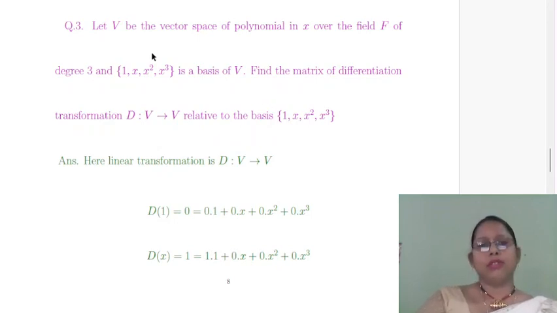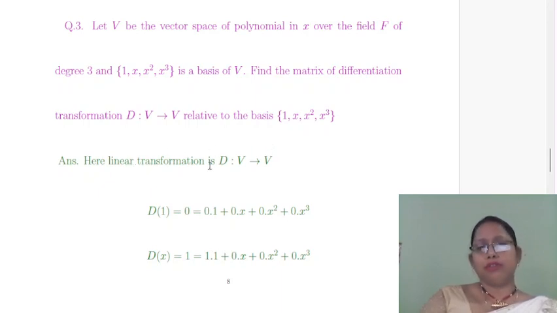Third question: let V be a vector space of polynomials in x over the field F of degree at most 3, and 1, x, x square, x cube is a basis for V. Find the matrix of the differentiation transformation D from V to V relative to the basis 1, x, x square, x cube.